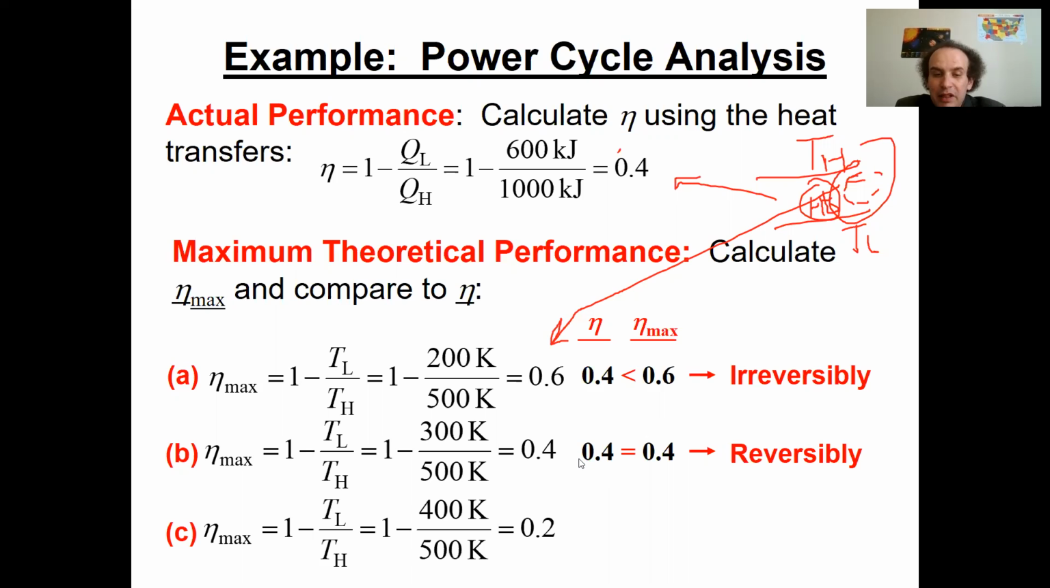Finally, what happens if my efficiency is 0.2? My efficiency is 0.4, but maximal efficiency will be 0.2. From here, I will conclude that it's impossible. It's impossible because my efficiency is 40%, but maximal efficiency that I can attain according to the second law is 20%. So it's impossible, not because I don't know how to do it, but because it's impossible.